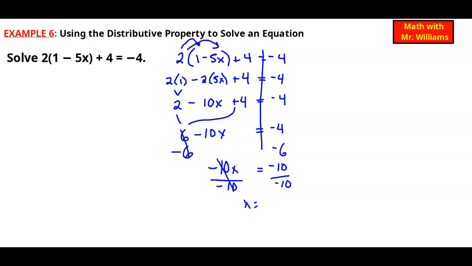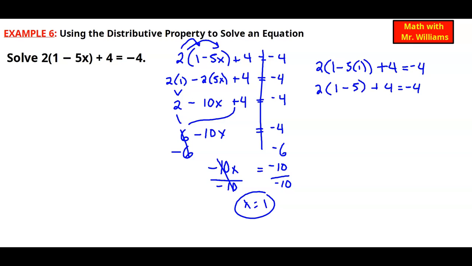X equals 1. All right, let's go ahead and check it. So let's rewrite it, substituting that 1 in for the x. All right, order of operations says take care of everything inside the parentheses. So we have 5 times 1 is 5. Then 1 minus 5 will be a negative 4. And 2 times negative 4 will get us negative 8. Negative 8 plus a positive 4 will get us a negative 4, and that equals negative 4, so it does check.